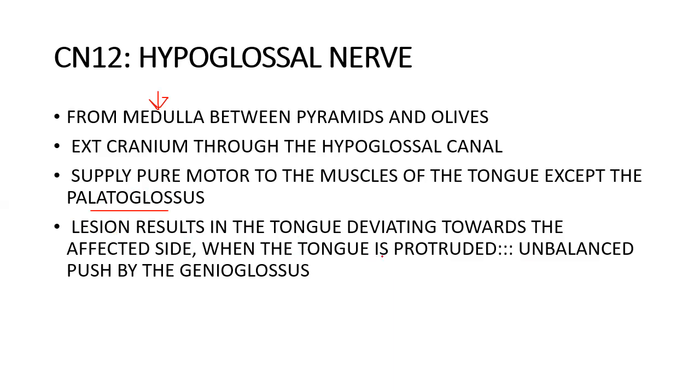So when you ask the patient to protrude the tongue, bring the tongue out, if the right hypoglossal nerve has a lesion or has been injured, the tongue will point towards the side of the lesion. So always remember that. Always remember that the tongue will protrude and then turn towards the affected side. Why? Because that is the unbalanced push of the muscles that are called the genioglossus that push the tongue forward. So if one is overpowering, it will push towards the weak one, right? So that is testing the integrity of the hypoglossal nerve.